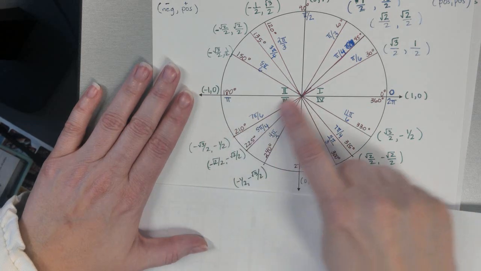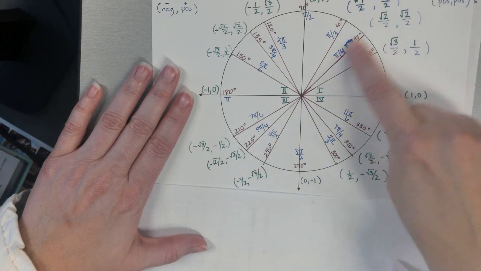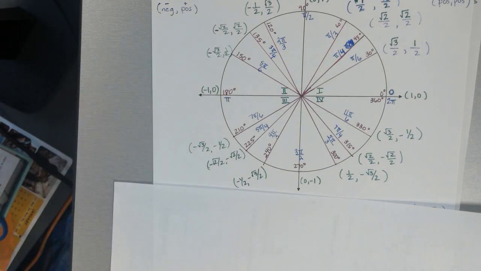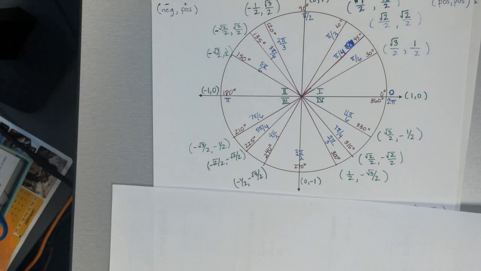Okay, you could also go straight across the circle, and they should be in the same order. If it ends in pi over 4, you should have root 2 over 2, root 2 over 2. Those patterns are going to be important as we move on to the next part of 10.3 today. Okay?